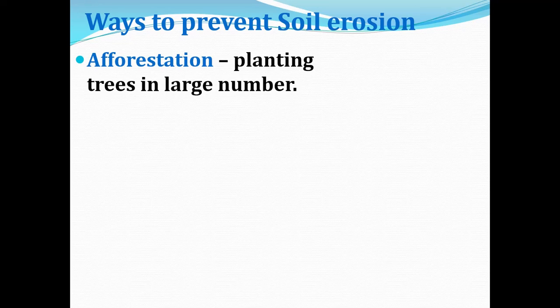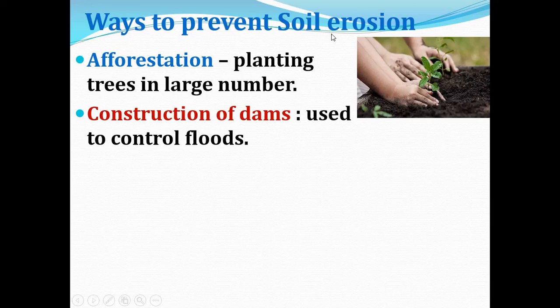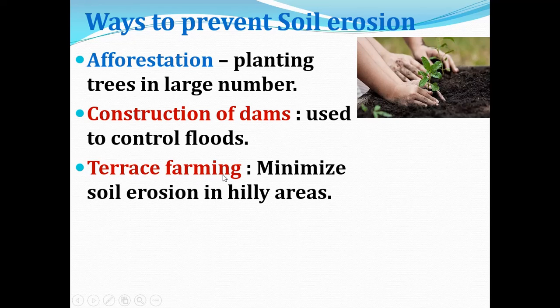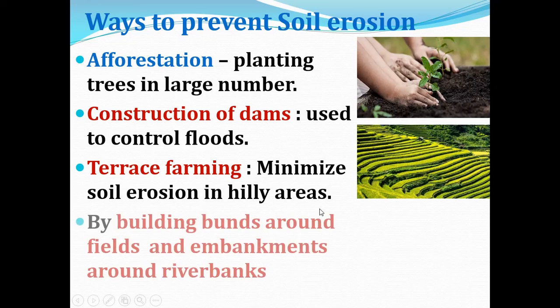Now, ways to prevent soil erosion. How can we reduce soil erosion? By forestation. Forestation means we should plant trees in large numbers. By that we can prevent soil erosion. Next, construction of dams. We have to construct dams which are used to control floods. Then terrace farming. Terrace farming is used in hilly areas to minimize soil erosion. Here you can see this is called terrace farming.